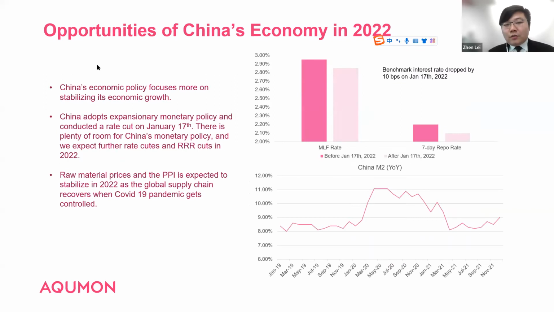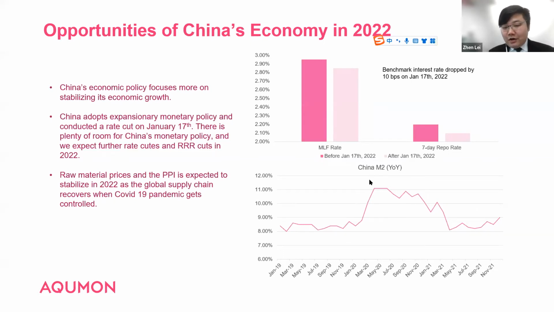And there are also opportunities for China's economy and its stock market and bond market. We can see that China's economic policy focuses more on stabilizing its economic growth. That's a good thing. We can see that the benchmark interest rate dropped by 10 basis points on January 17th. And China adopts expansionary monetary policy and conducted a rate cut on January 17th. There is plenty of room for China's monetary policy.